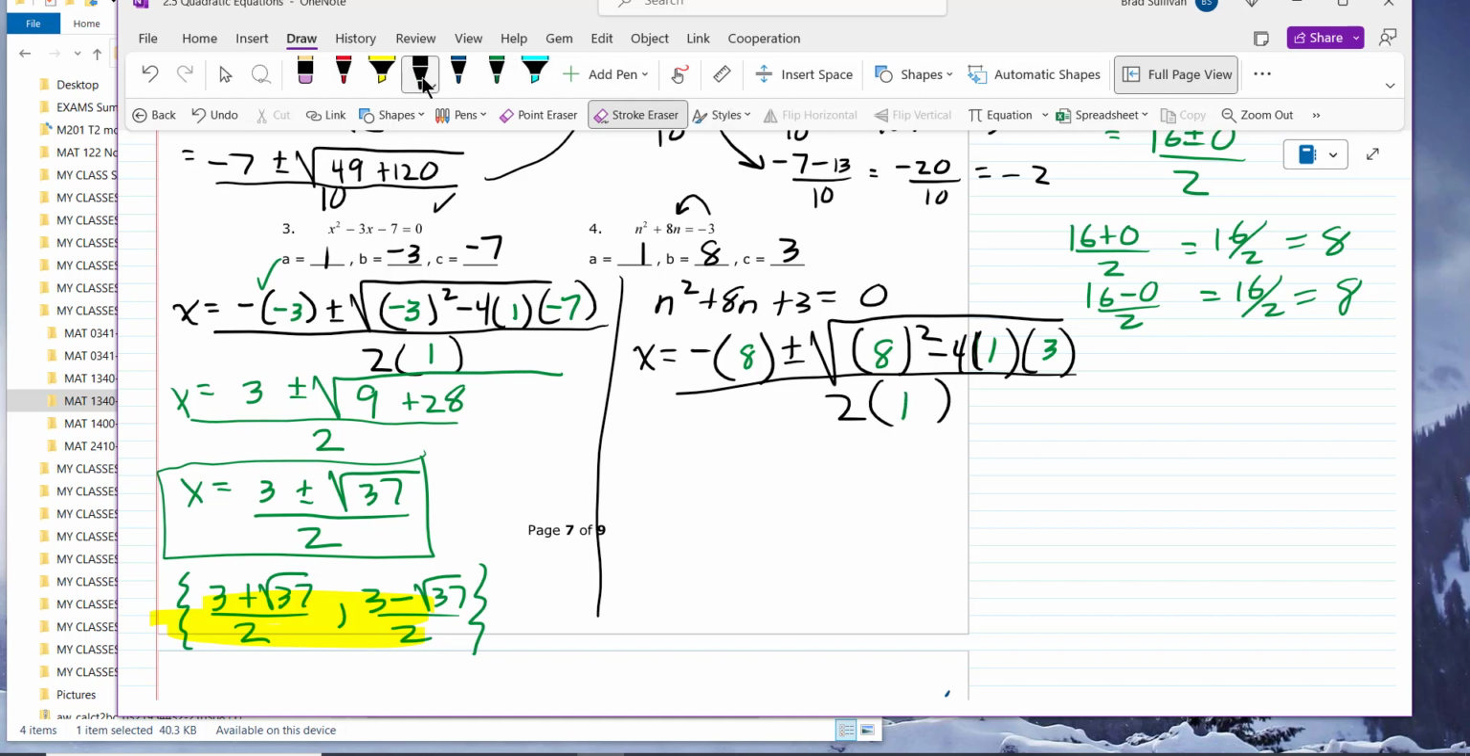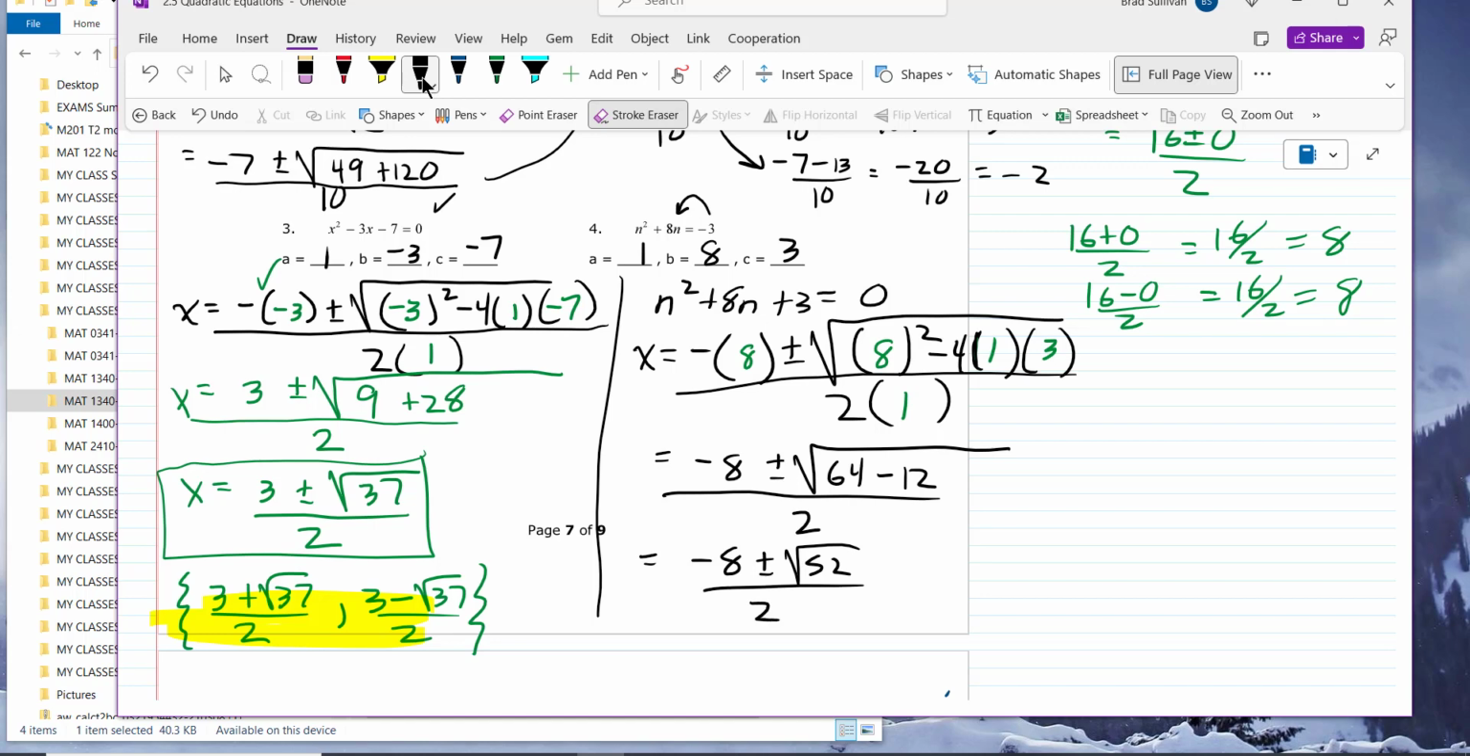Now this one right here has one feature that sometimes students struggle with a little bit. So watch how I finish this problem carefully. We're going to have -8 when we bring that down. Underneath the square root, 8 to the second is 64. 4 times 1 times 3 is 12, so we have -12. And then 2 times 1 is 2. One more step, we get -8 plus or minus the square root of 52 all over 2. But there's more you can do with this one. And this is the situation where students, more often than anything else, don't do well.